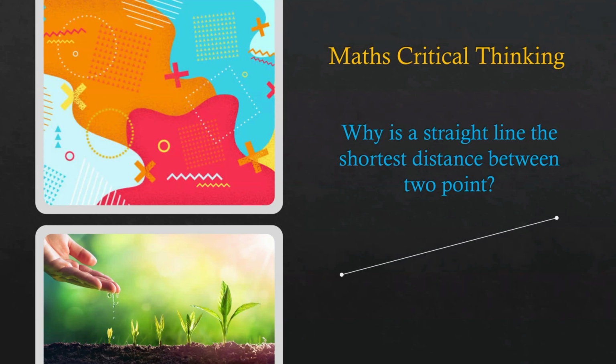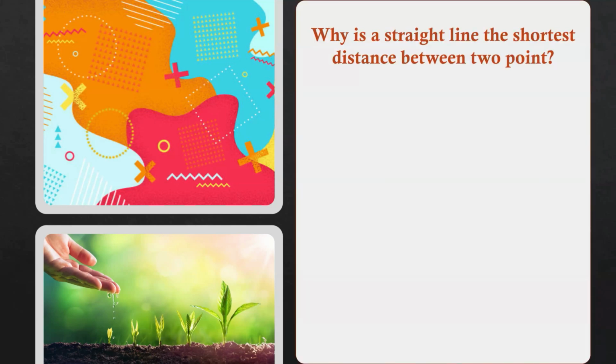But if you talk about critical thinking, if you talk about real mathematics, you can't talk that way. You have to prove beyond doubt that the straight line between the 2 points will give you the shortest distance. And today, I'm going to show you how to do that. Okay, so back to the question: why is a straight line the shortest distance between 2 points?